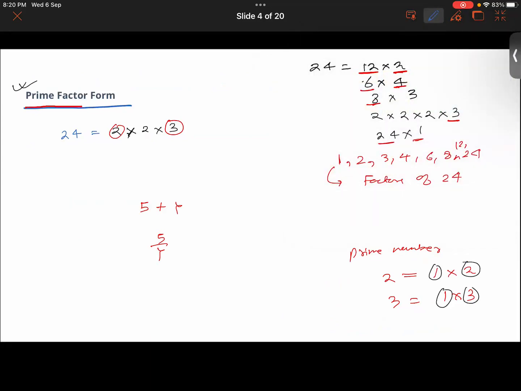Okay. Arham, do tell me what are the different types of expressions? Algebraic expressions कितने तरह के होते हैं?